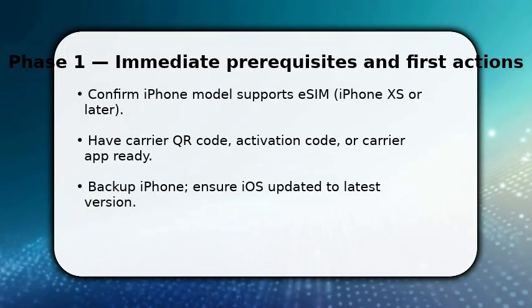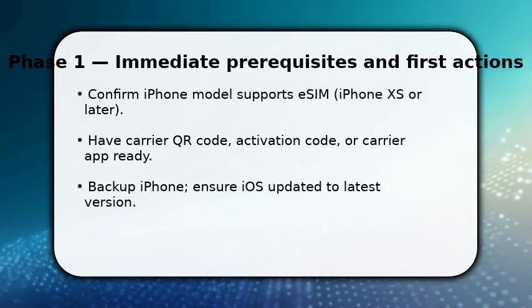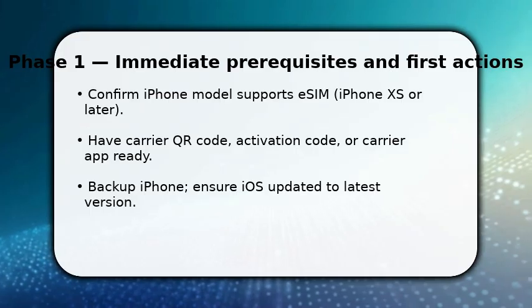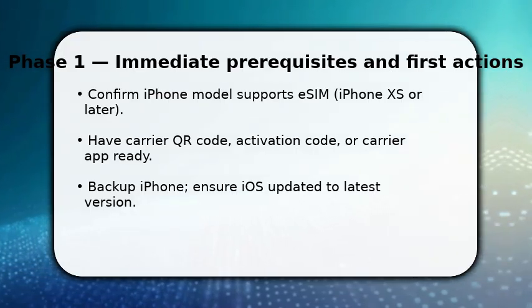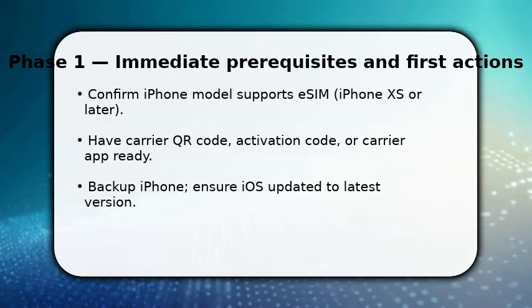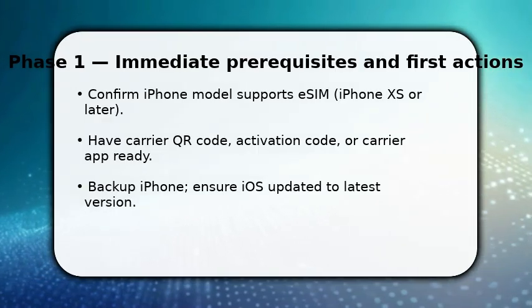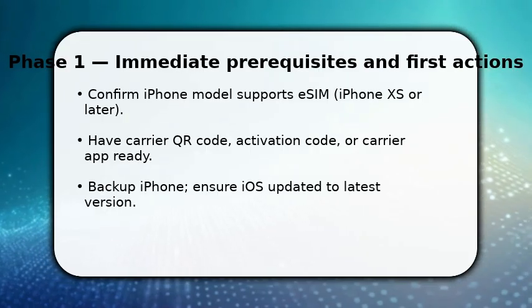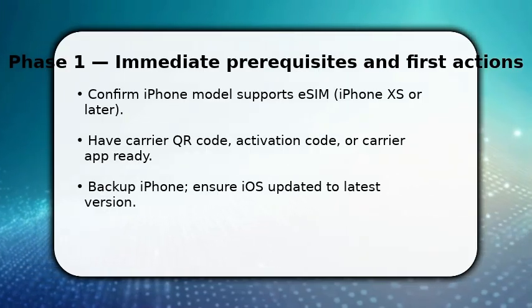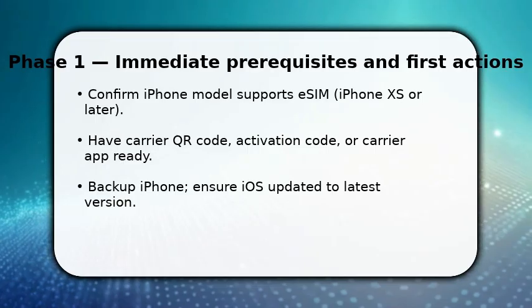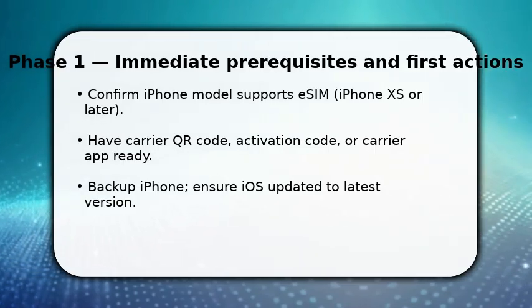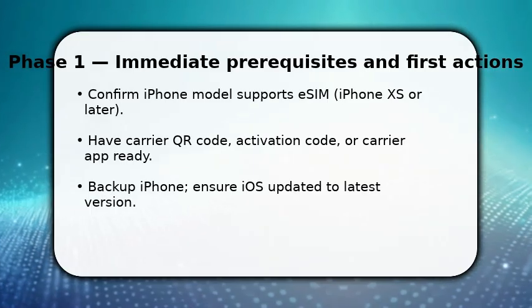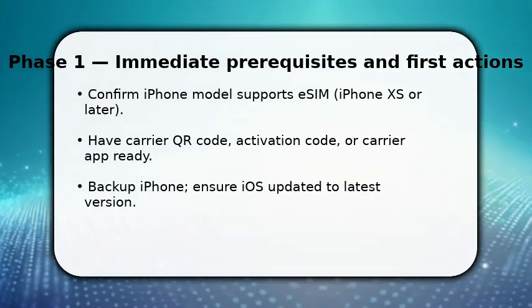You begin by confirming compatibility and gathering what you need. Make sure your iPhone model supports eSIM, that iOS is updated, and that you have the carrier QR, activation code, or carrier app on hand. Once done, open Settings and tap Cellular, then choose Add Cellular Plan to start scanning the QR or enter details manually. Do this now, don't delay, because the phone must download the eSIM profile before any carrier steps proceed.